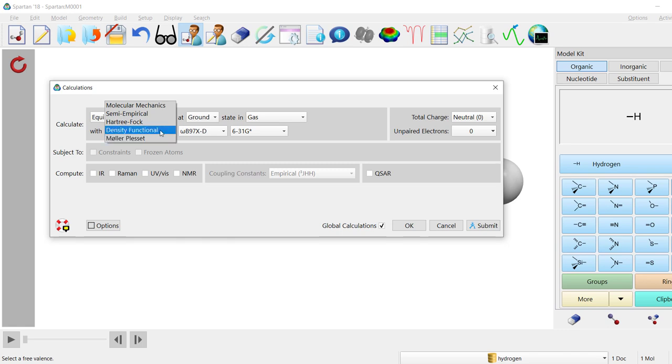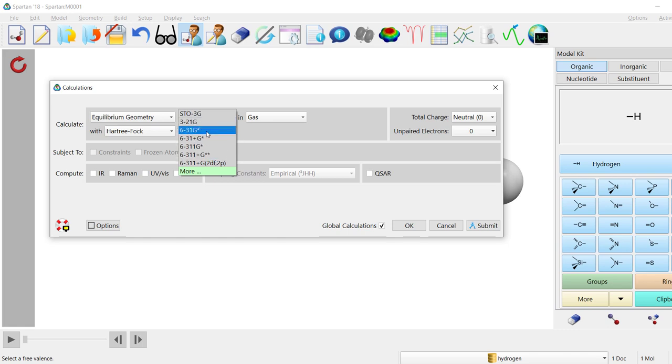And I think a couple of you even picked a density functional theory paper for your article project, which is really cool. Then you have these Møller-Plesset models that get a little bit more fancy. We're going to stay in the middle of the road. It's going to give us fairly accurate calculations, but can be done pretty quickly. And I'll show you how quickly in a second. So I'll pick Hartree-Fock.